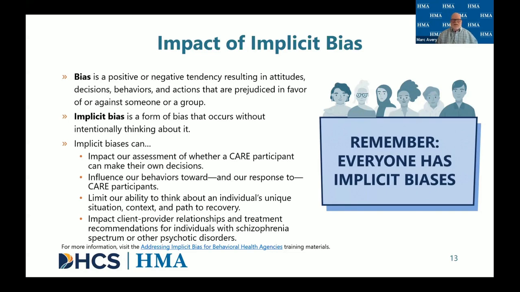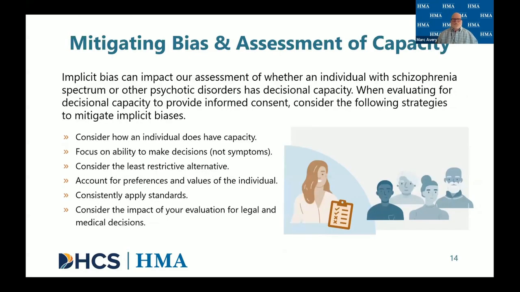So moving to our next slide, what sorts of things can we do to mitigate the impact of bias when we're assessing for capacity? And again, more notes in the slide deck, and yet again, additional information in the other presentations specifically on this subject. But you can help to mitigate your bias in your assessment of capacity by first just considering how an individual might have capacity.